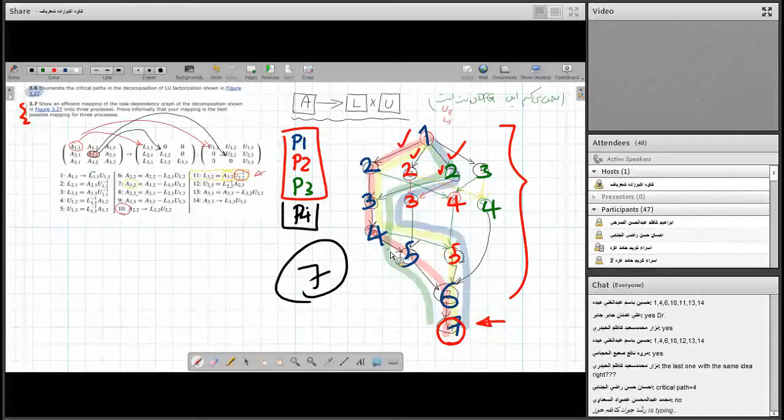Ehsan, the number of critical paths is 4.